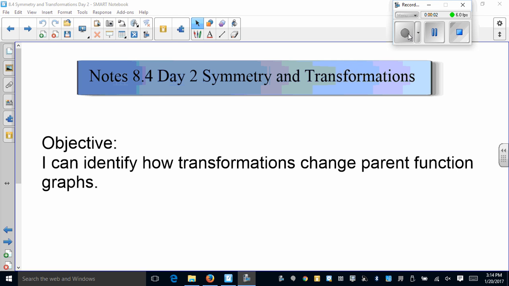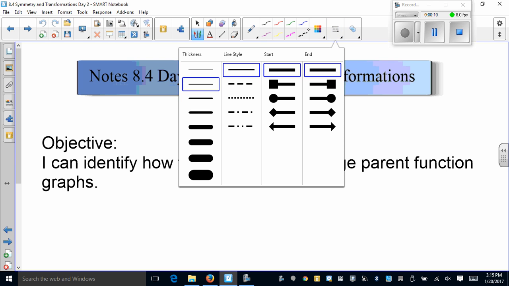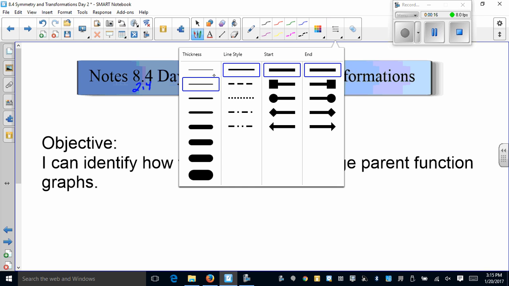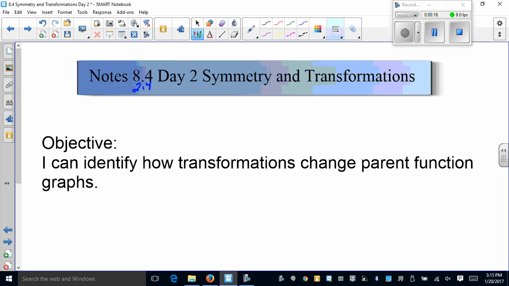Day 2. I'm going to split this one in 2 pieces as well. I'm not sure how long those videos are going to be, so I want to make sure you're not getting bombarded too much with video on this one. So you're going to identify how transformations change parent function graphs.